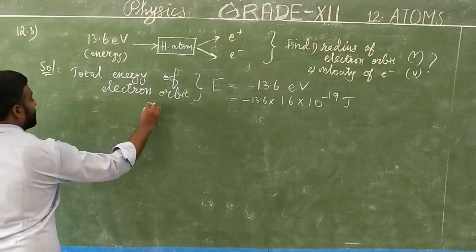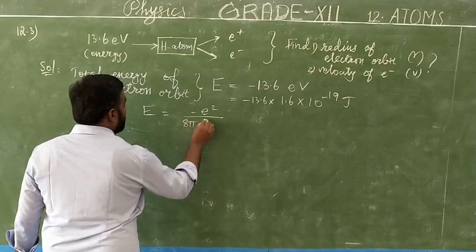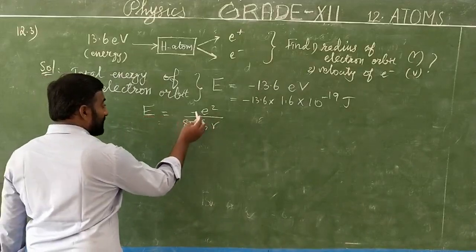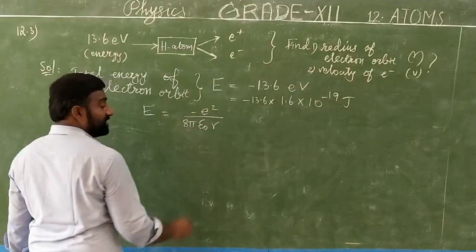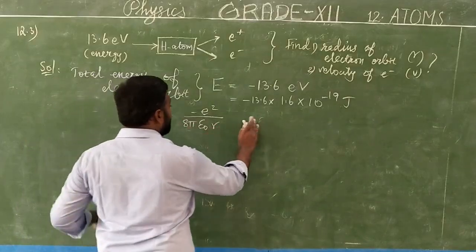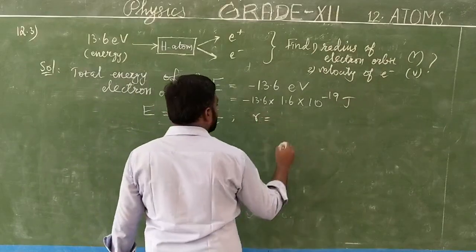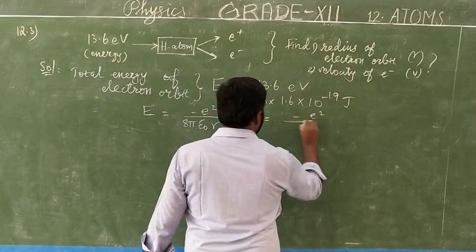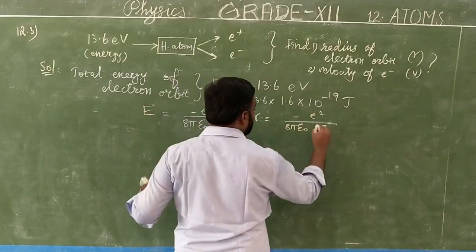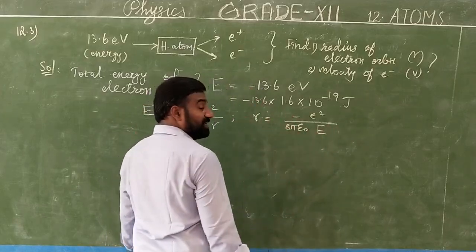The total energy of an electron orbit is minus e square by 8 pi epsilon naught R. I repeat once again, the total energy of an electron orbit is always minus. By rearranging these terms, the total energy is inversely proportional to the radius. So the radius R is equal to minus e square by 8 pi epsilon naught, with the total energy substituted. But the total energy value is negative, so minus and minus cancel. The answer will come out positive.